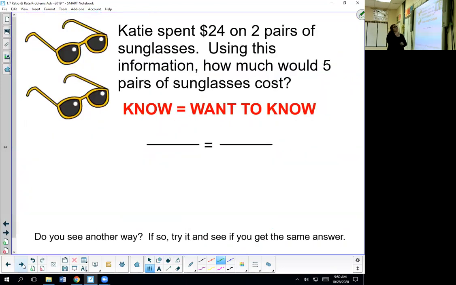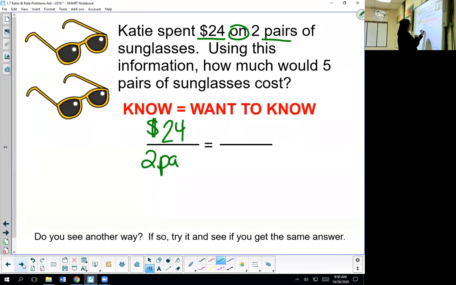Katie spent $24 on 2 pairs of sunglasses. Stop right there. I have information that I can use. $24 on 2 pairs. I'm going to write down what I know. We're going to set it up. What do I know? I know she spent $24 on 2 pairs. Okay, we're going to continue on. Using this information, how much would 5 pairs of sunglasses cost?